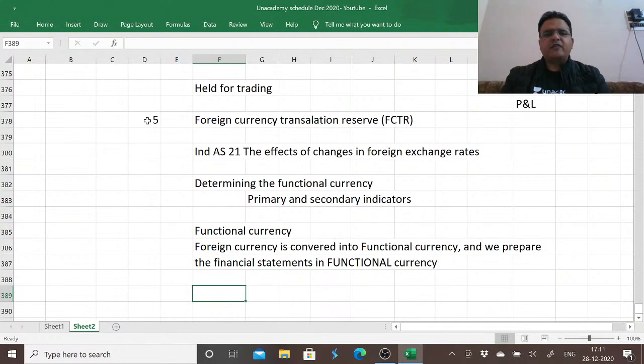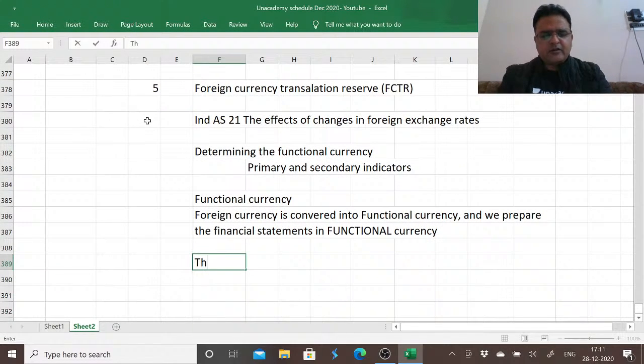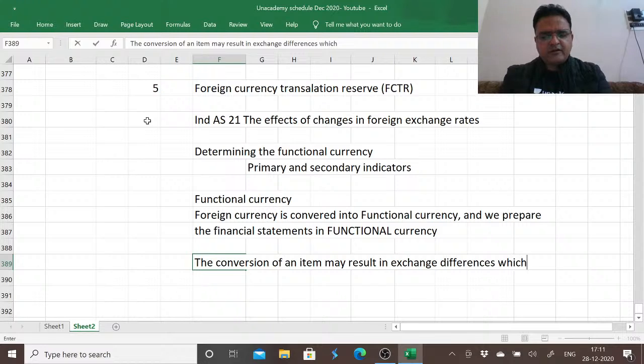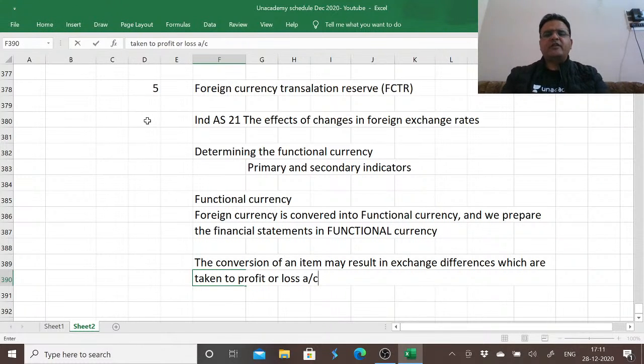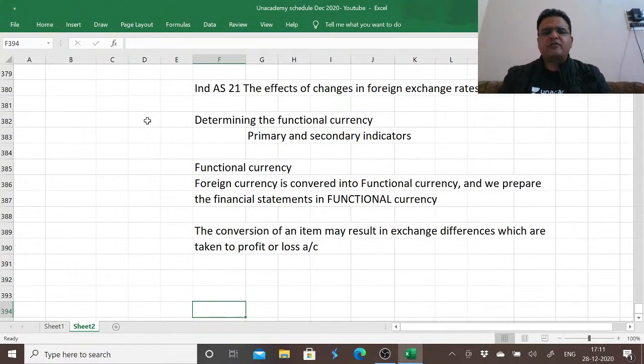So when we are converting a foreign currency into functional currency, the conversion of an item may result in exchange differences which are taken to profit or loss account.